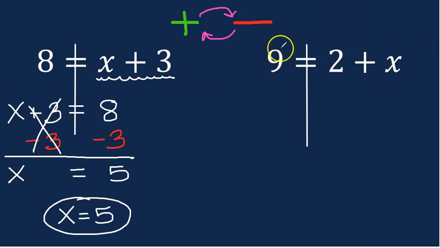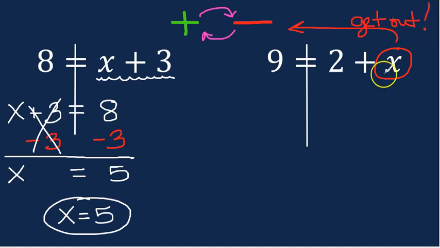So I'm going to notice that, okay, we have the 9 here. We're orienting ourselves to the x over here. Okay, so I know that I have to kick things out, right? Get out is what he's saying. Get out. And the only thing that's sharing this side with him is the 2. But there's a plus in front of the x, and there's nothing in front of the 2.